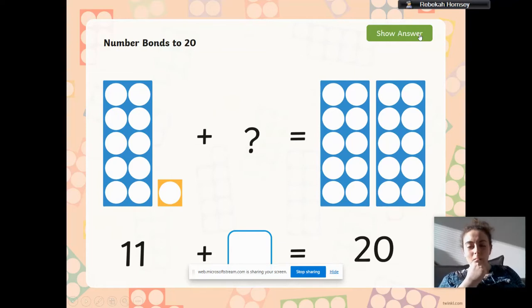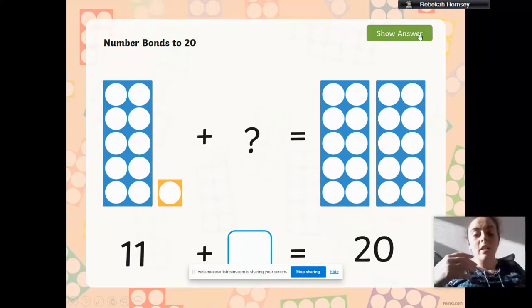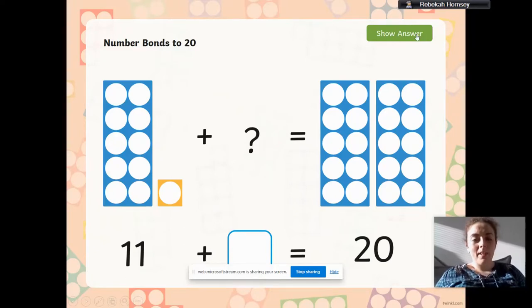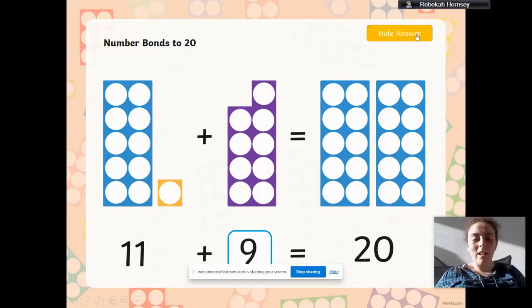11 add something equals 20. Again, get your 20 items, count out 11, and then see how many are left over to find your number bond. Or you might be able to use your head, your fingers, or you might be able to use your number bonds to 10 to help you. You got that? Brilliant. 11 add 9 equals 20.